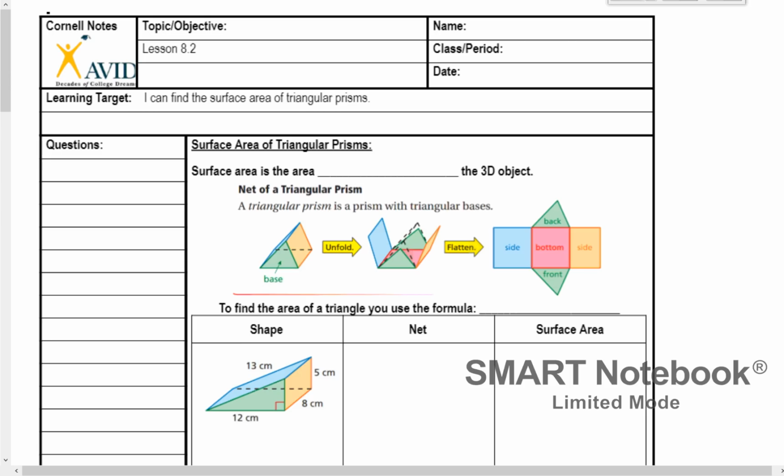All right, but surface area is still the area around or outside the 3D object. Okay, so we gave some examples, like this is what wrapping paper would be, this is what the cardboard to make the tissue box would be. It's what goes on the outside of that 3D shape.